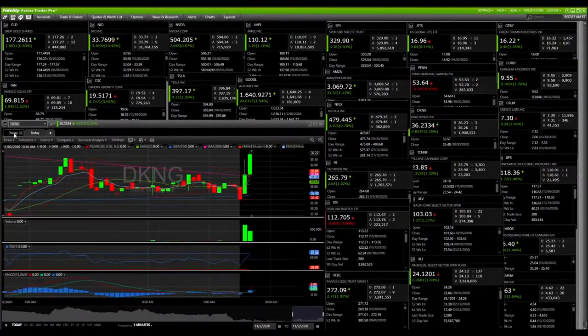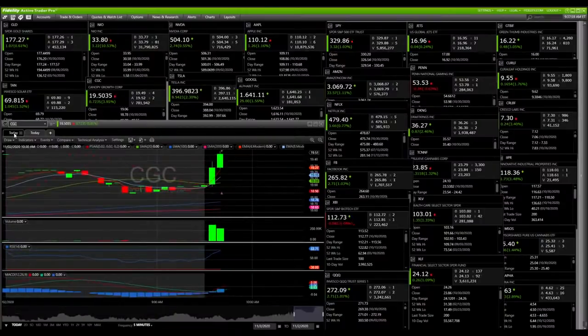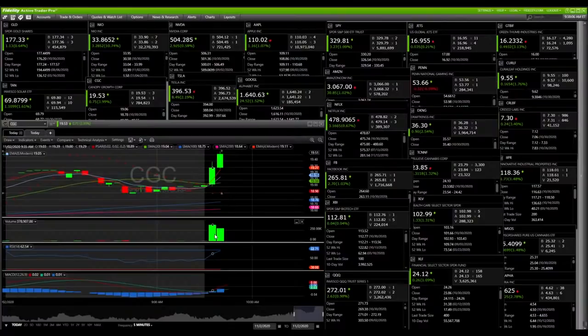CGC is continuing that morning march. Good start. Potential for increasing bull volume this second candle. That would definitely stand out to me if the bulls can pull that off.